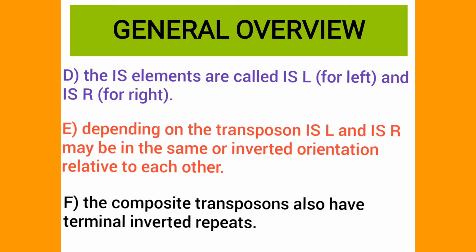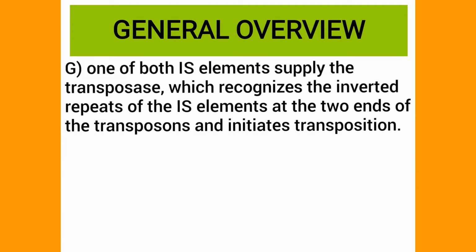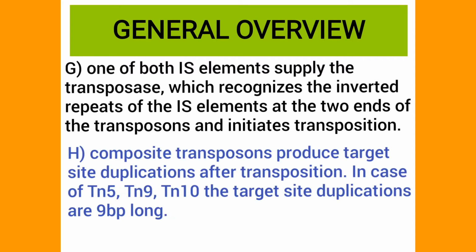Because the IS elements themselves have terminal inverted repeats, the composite transposons also have terminal inverted repeats. Transposition occurs because one or both IS elements supply the transposase, which recognizes the inverted repeats of the IS elements at the two ends of the transposon and initiates transposition. Like IS elements, composite transposons produce target site duplication after transposition. In the case of Tn5, Tn9, and Tn10, the target site duplications are 9 base pairs long.